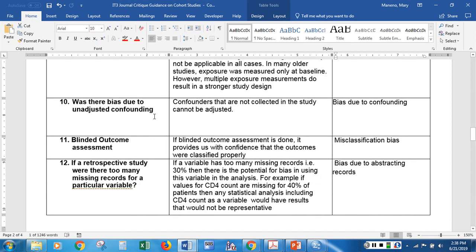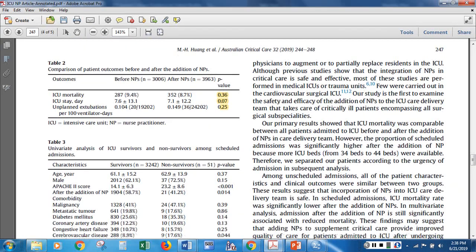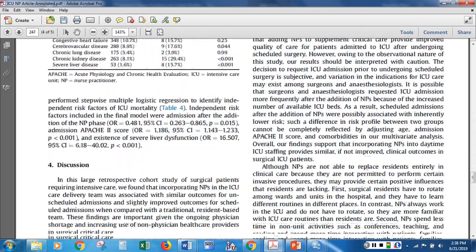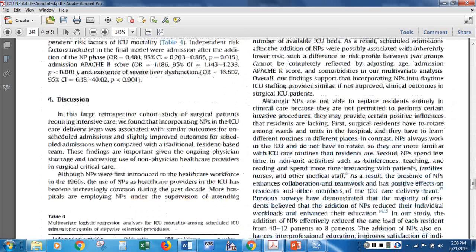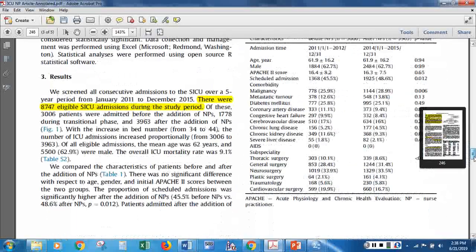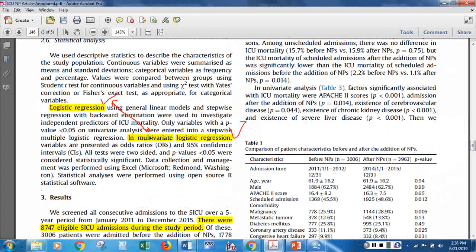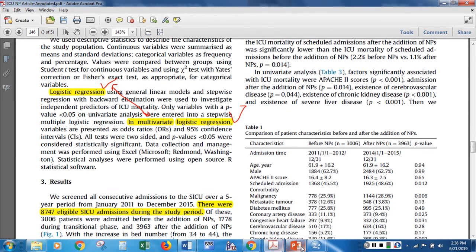Was there bias due to unadjusted confounding? Remember we talked about how the study used multiple logistic regression to adjust for confounding. And that's a positive thing. So whenever you see multiple regression, you point out that the study used multivariate logistic regression and that this allowed for adjustment of confounders. So first you look at, did they use any methodological approach to reduce bias due to confounding? In this case, we say they did, and therefore it's a strength.